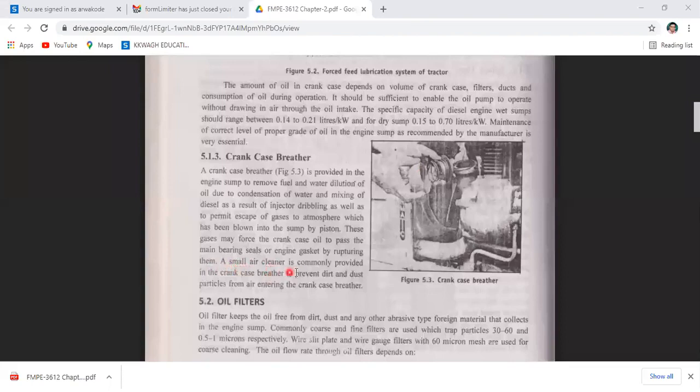Small air cleaner is commonly provided in the crankcase breather to prevent the dirt and dust particles from air entering into the crankcase breather.